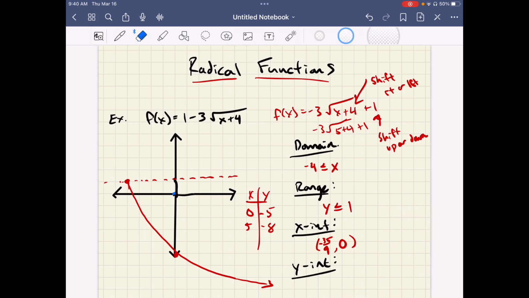Now we're going to go find the y-intercept. For my y-intercept, I know I have an x value of 0. So I take my original and plug it in. I got -3 square root of 0 plus 4, plus 1. So I have -3 times the square root of 4, which is 2. -6 plus 1, and that comes back to -5. We now found the domain, the range, the x-intercept, and the y-intercept. And all we did was shift our parent function of square root of x.